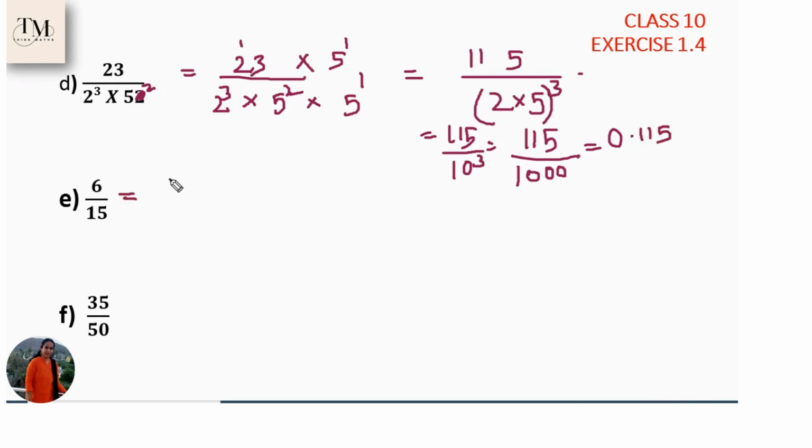So next problem, 6 divided by 50. So this can be factorized directly. 2 into 3 is 6. 3 into 5 is 50. So 3 is cancelled. 2 divided by 5.